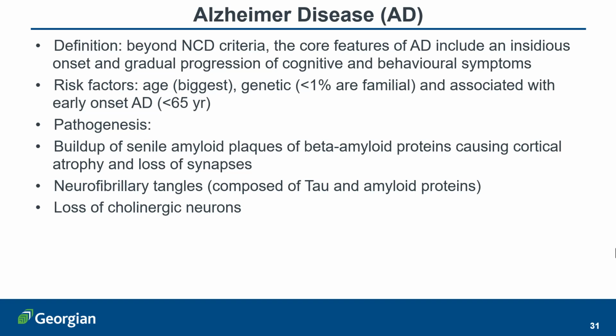In terms of the pathogenesis for Alzheimer's disease, it includes the buildup of senile amyloid plaques, and that is the beta amyloid proteins that are deposited in the brain, causing cortical atrophy and loss of synaptic junctions. In addition to the beta amyloid plaques, you have the neurofibrillary tangles, which are composed of tau proteins. And lastly, there's also the loss of cholinergic neurons, or neurons that use acetylcholine as the neurotransmitter.